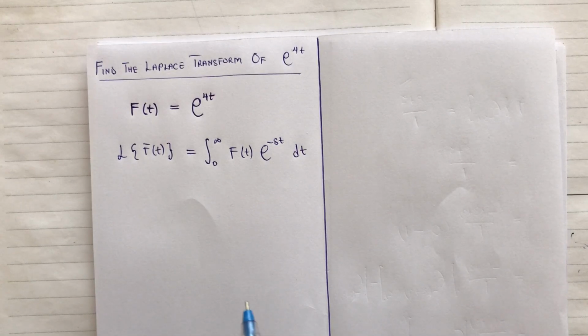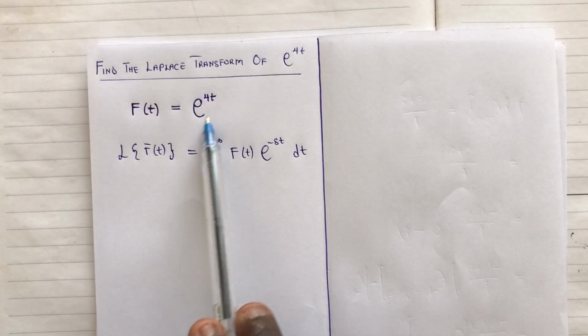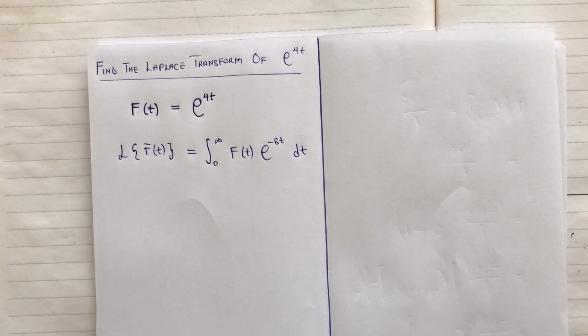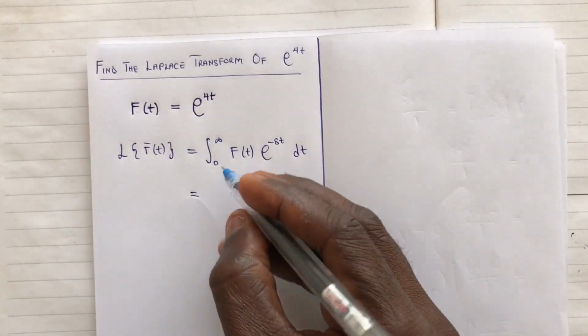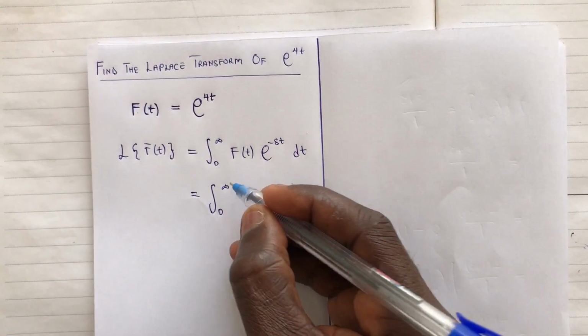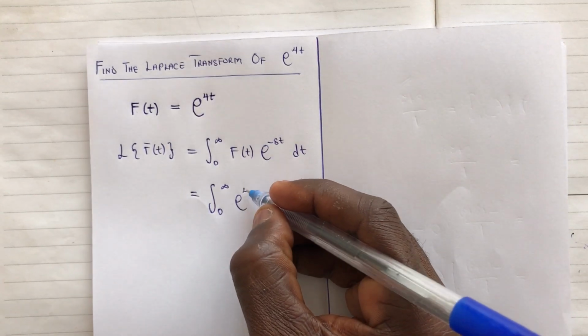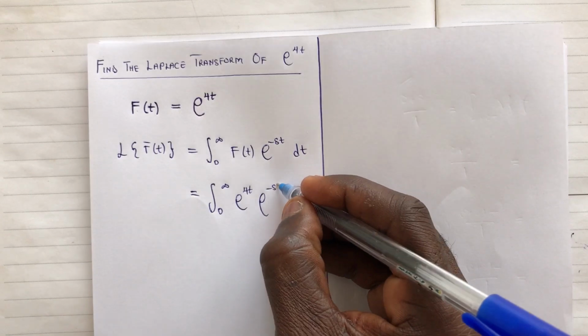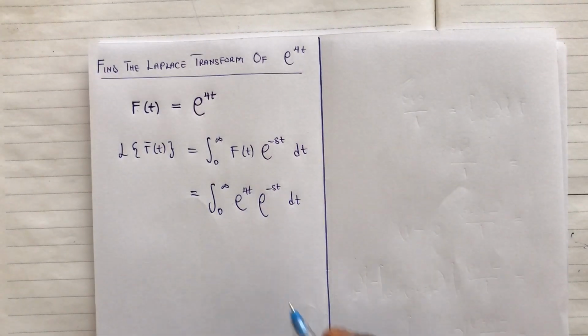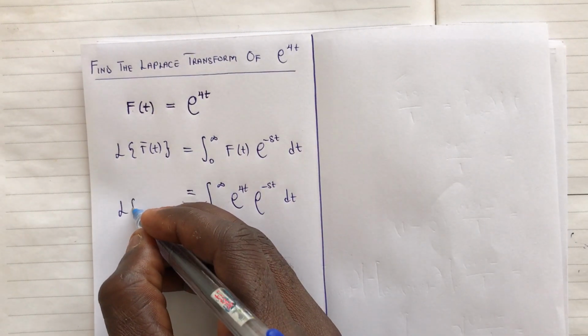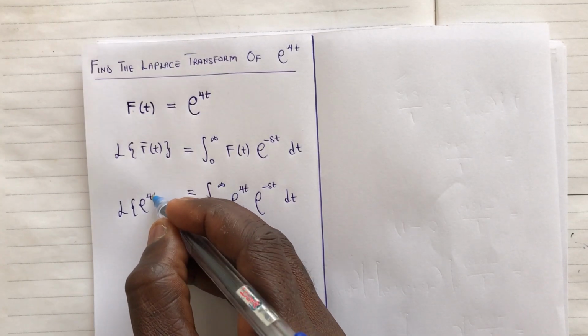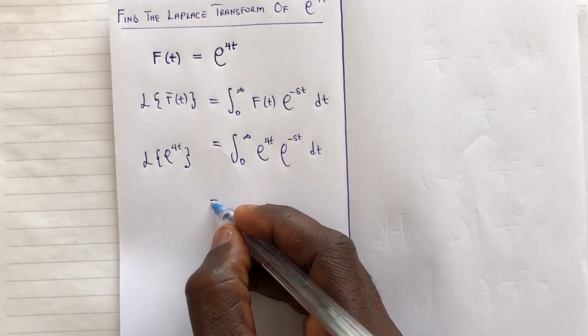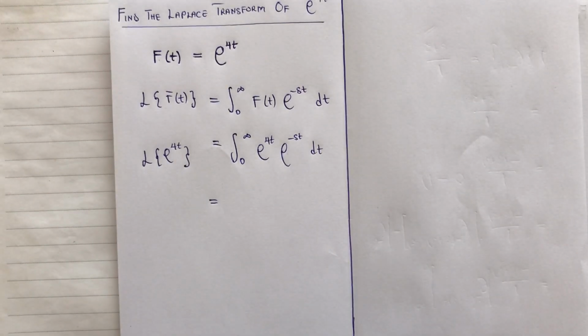All right, so we substitute this one for f of t. We put it here, okay? So we move on to the integral from 0 to infinity of e to the power 4t times e to the power negative st dt. So this is the Laplace transform of e to the power 4t. Okay, from here, work on this one using indices.